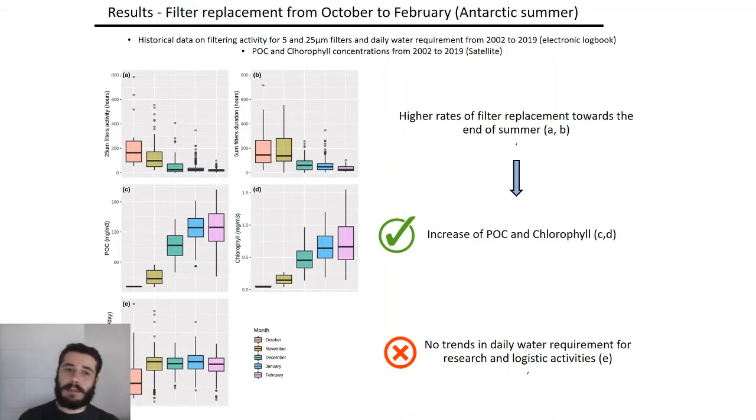On the other hand, the concentration of particulate organic carbon and of chlorophyll showed a consistent increase, obviously from October to February, meaning that as the phytoplanktonic blooms take place, the amount of planktonic biomass increases, thus reducing the lifespan of each singular filter, because each filter clogs earlier than usual.